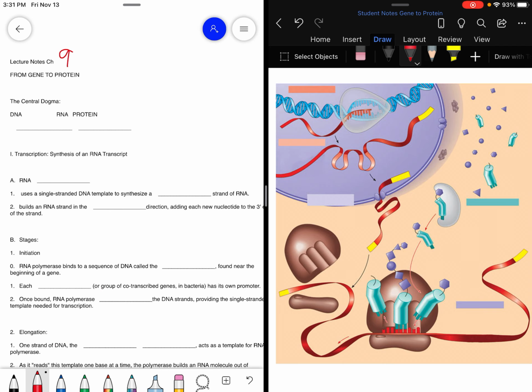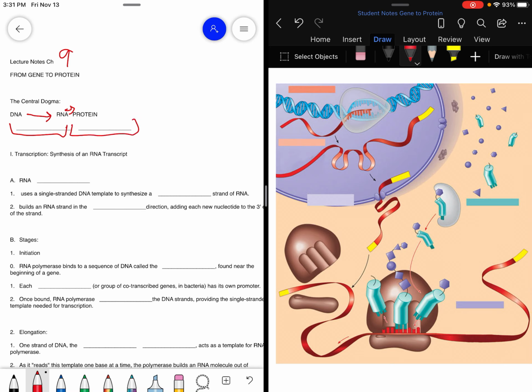The central dogma is that messages will travel from the nucleus in the form of DNA. It will get changed into RNA, and then RNA will change into proteins, and then proteins control the reactions in your cell. The process of going from DNA to RNA is called transcription, and then the process of going from RNA to protein is translation.